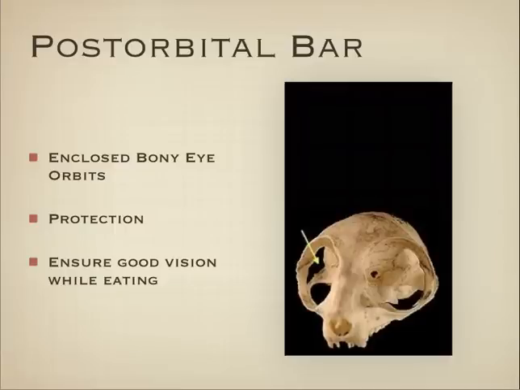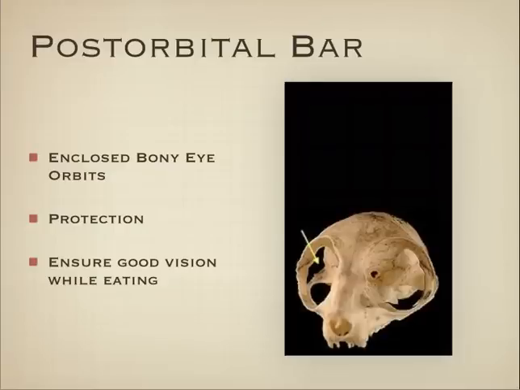Another bony protection we get is called the postorbital bar. This postorbital bar encloses the eye orbit, provides protection, and not only provides protection, allows us to have good vision while eating. This would be important in areas where there's high competition within the species for food, as well as being able to avoid predators who are going to be trying to eat us.